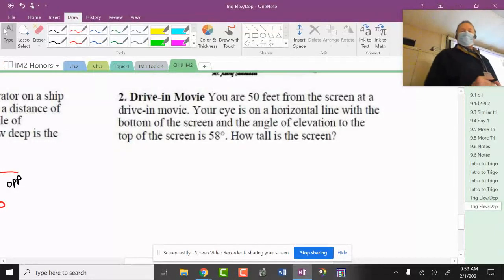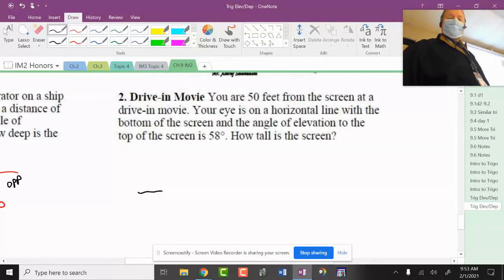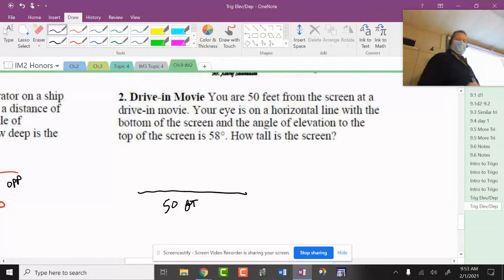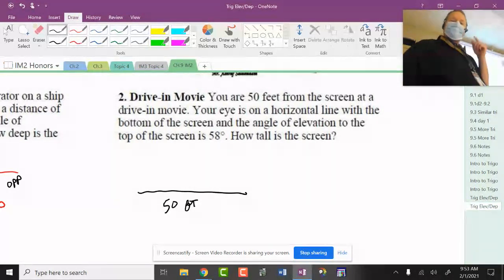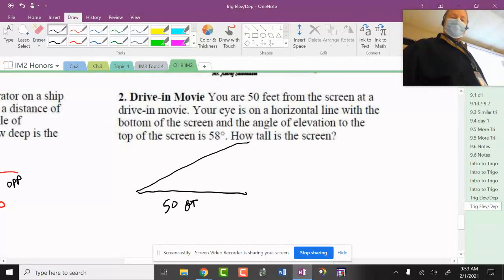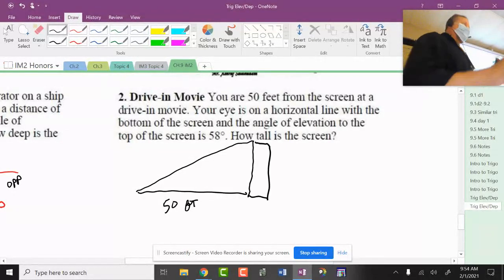You are 50 feet from the screen at a drive-in theater. So that means right off the bat, you are 50 feet away from the base. Your eye is on a horizontal line with the bottom of the screen, and the angle of elevation to the top of the screen is 58. I made this a little too big. So here's the top of the screen. Here's the movie screen. It's like on a big concrete situation here, I guess. So we'll call that 58 degrees.